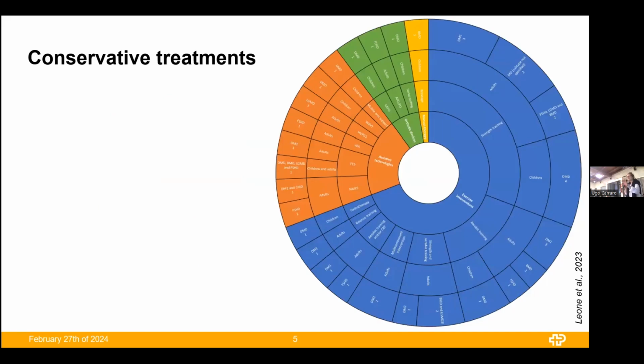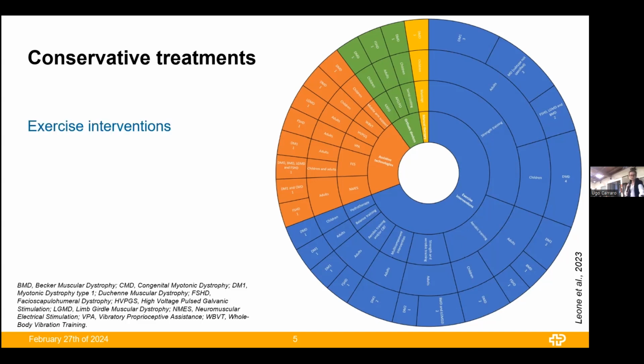So first of all, to start, I looked at a quite recent systematic review by Leone et al., and they looked at non-pharmacological conservative treatments, and they put all treatments in 4 different categories. In blue, we have the exercise interventions. In orange, the assistive technologies. In green, the orthotic devices. And in yellow, the effect of manual therapy in muscular dystrophy.